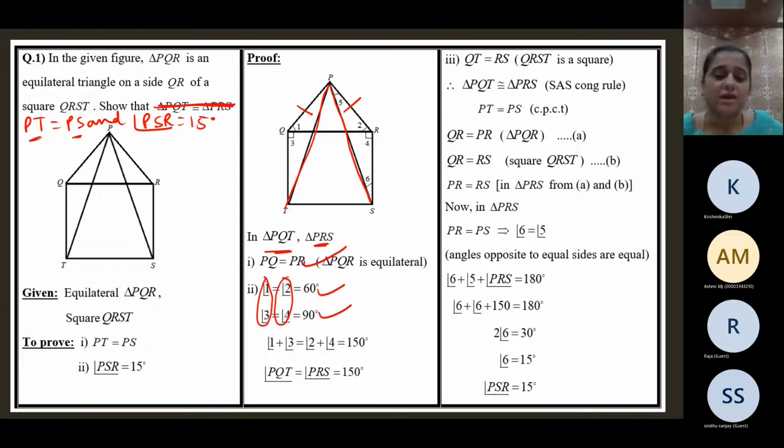Add the results, children. Angle 1 plus angle 3 is equal to angle 2 plus angle 4 is equal to 60 plus 90, 150 degrees.